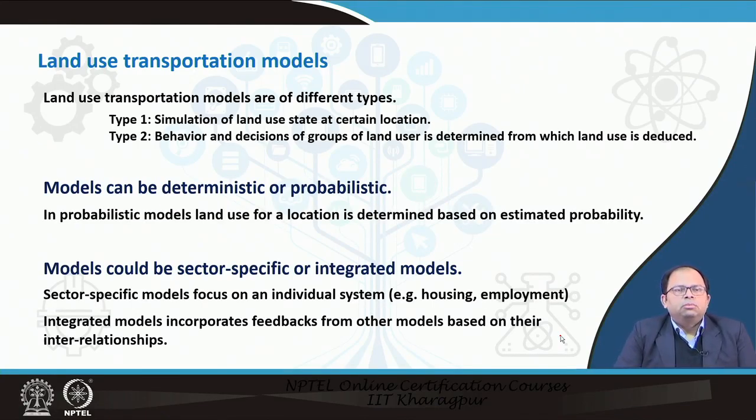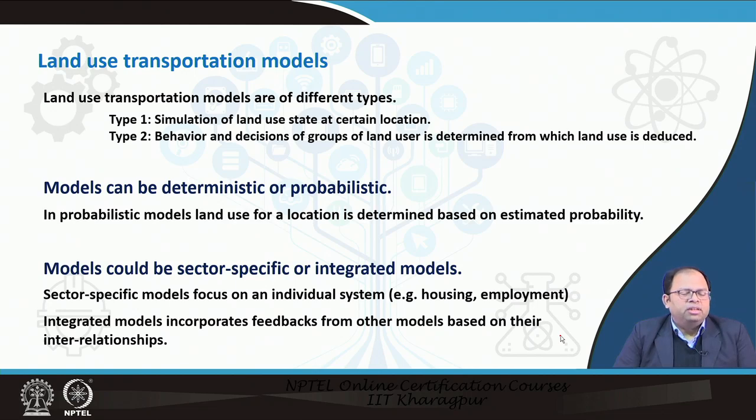Land use transportation models could be of two different types. The first type is where the land use state of a particular location is simulated. That means we trace how land use of a particular plot or area changes over time. And the second type is to determine the behavior and decision of groups of land users from which the land use is deduced. That means based on the behavior and decisions of different groups which actually use the land, we determine what sort of land use they are choosing, or buying, or renting.